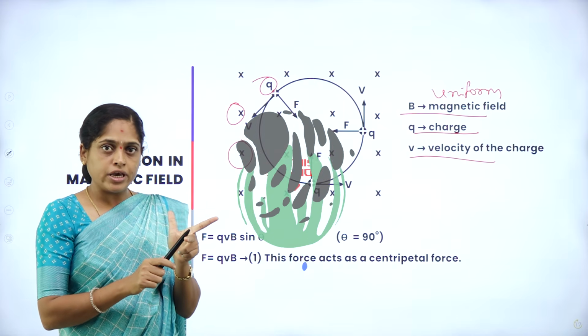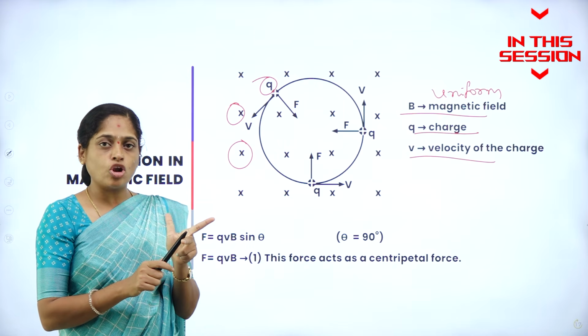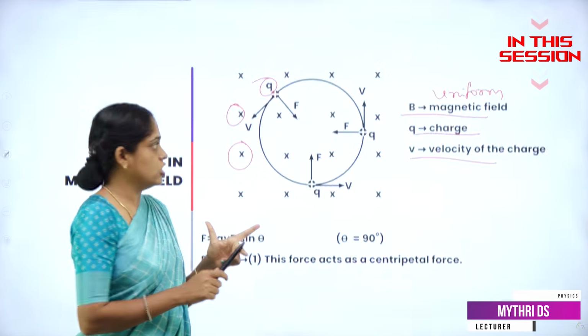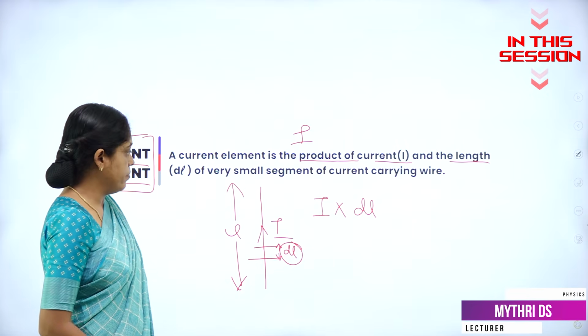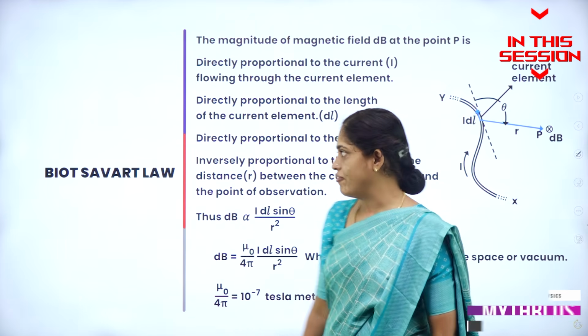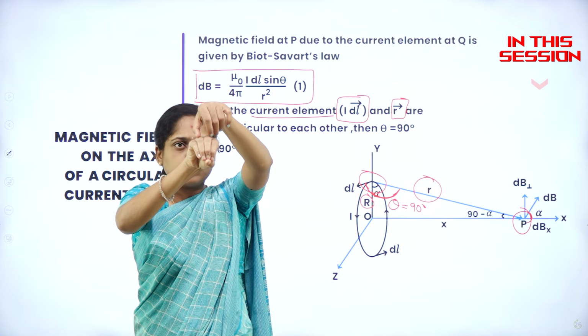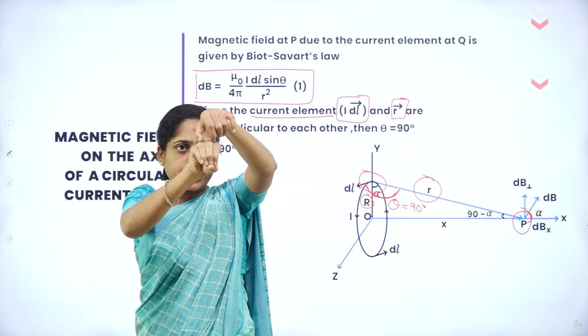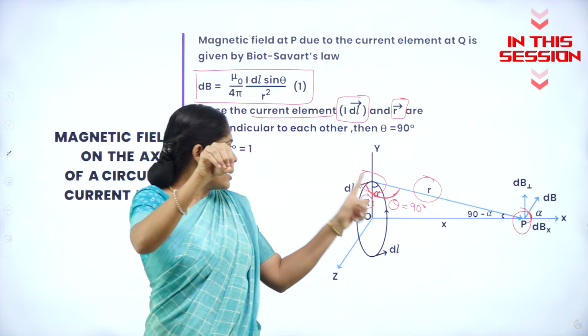Then the middle finger represents the direction of motion of the charge. Due to this current element, the magnitude of the magnetic field is given by, here I consider a small part of this current carrying loop, that is the current element.